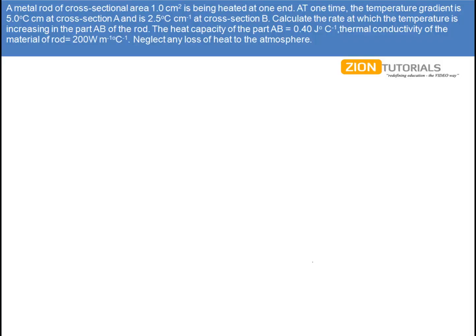A metal rod of cross-sectional area 1 centimeter square is heated at one end. Now at an instant of time, the temperature gradient, that is dT by dx, is 5 degrees Celsius per centimeter at, let's say, A, and it is equal to 2.5 degrees per centimeter at B. Calculate the rate at which the temperature is increasing in the part AB of the rod.